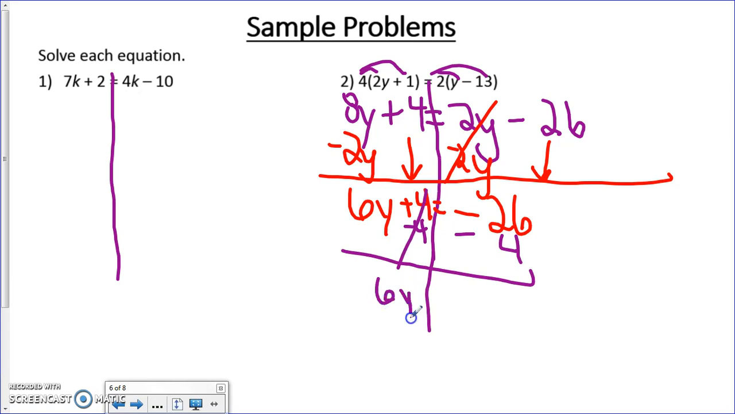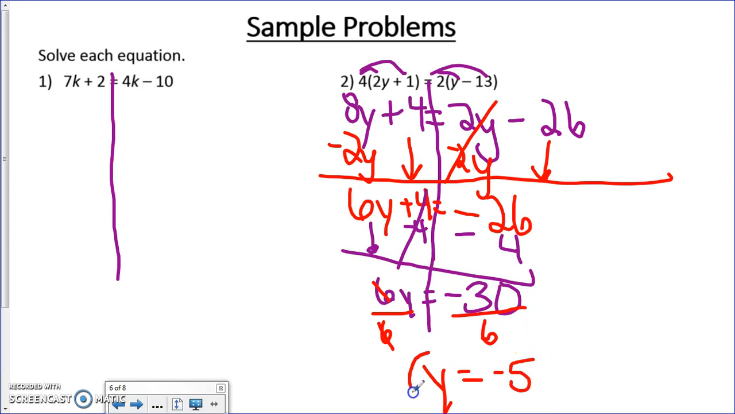6y equals negative 26 minus 4 is negative 30. And now our final step is to just simply divide by 6. Positive 6. So y is equal to negative 5. And again, you can always check your answer by substituting your solution back into the original equation.